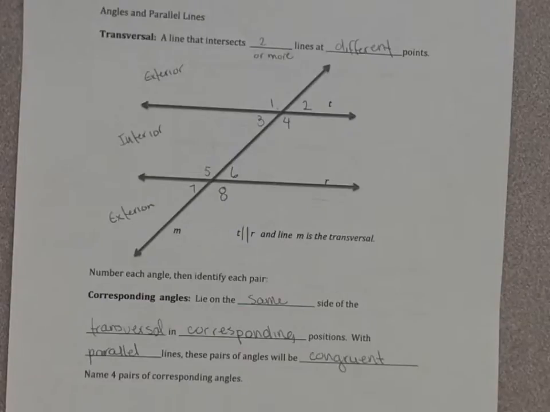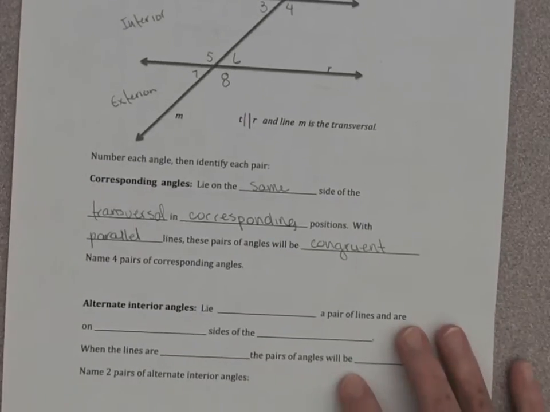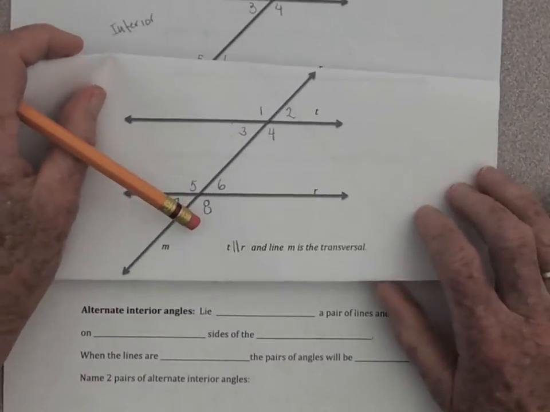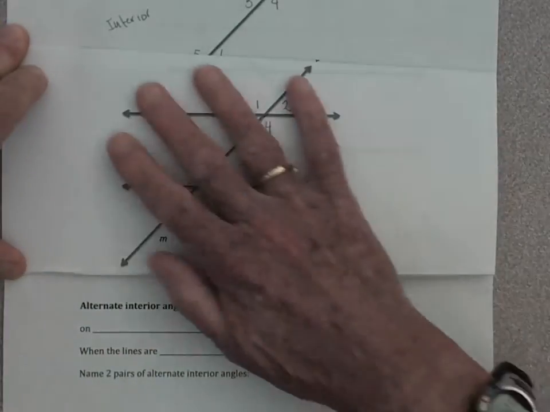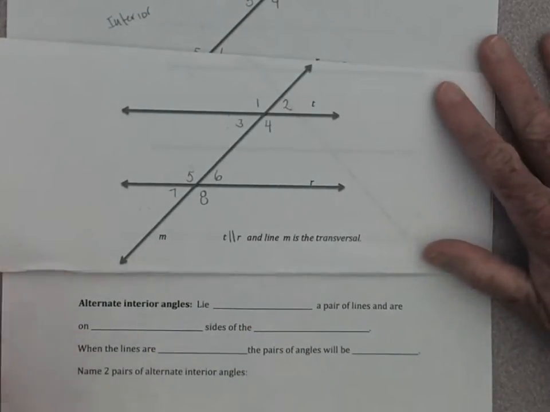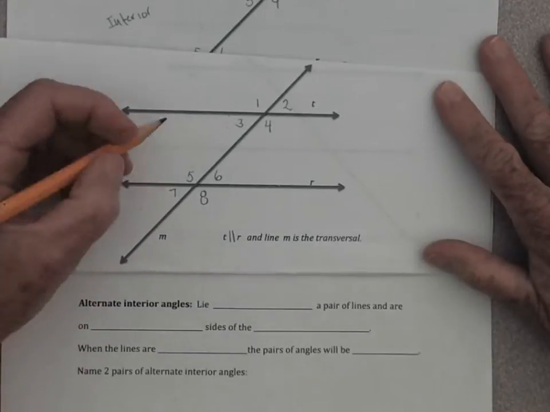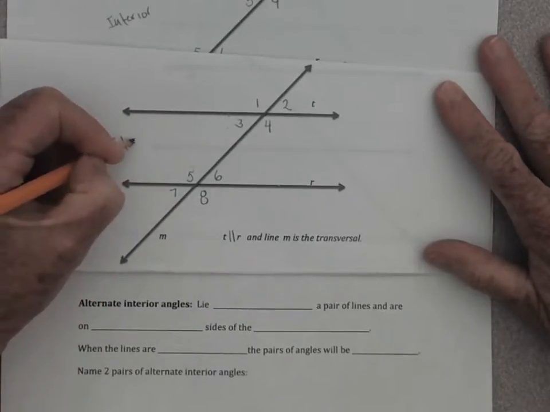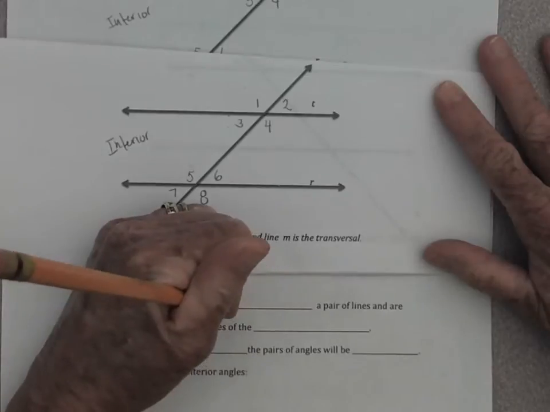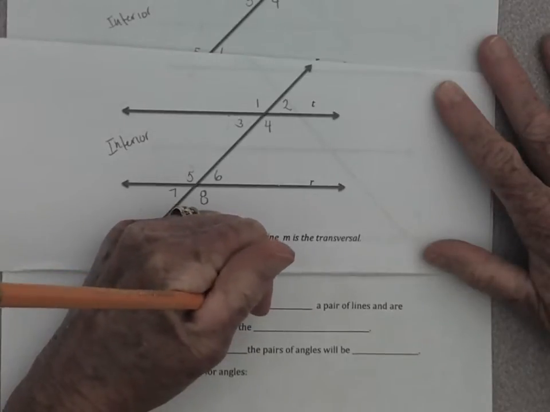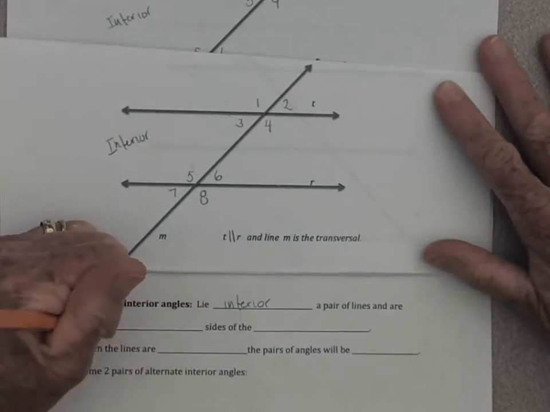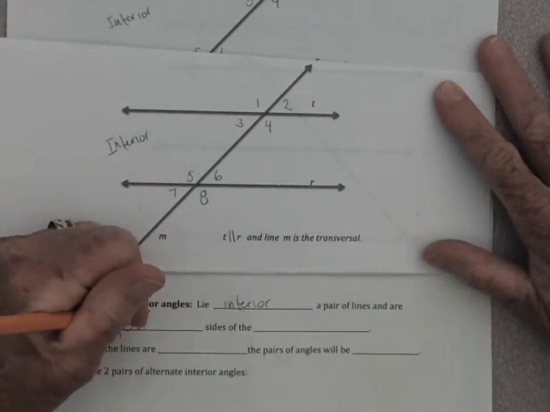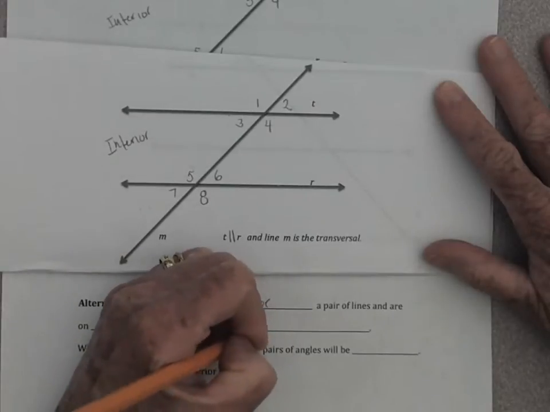Okay, the next type of angles we're going to talk about here are alternate interior angles. And I want to have a picture of this here again so we can refer to it. So bear with me. This looks a little strange, I know. Interior angles lie in the interior. Remember how we called this the interior? They're in between the two parallel lines and are on opposite sides of the transversal.